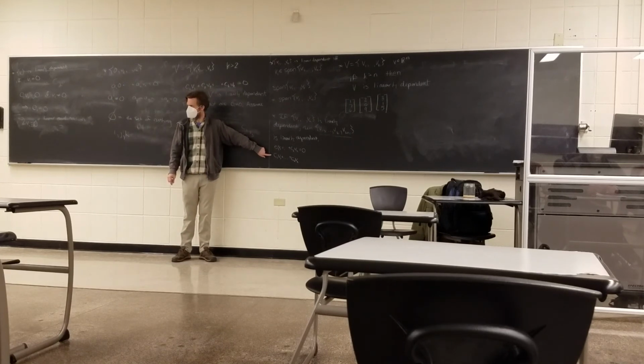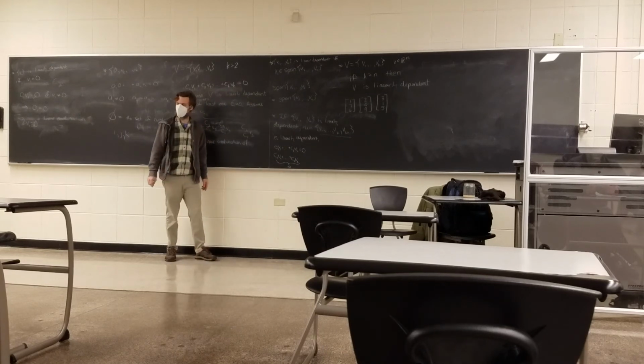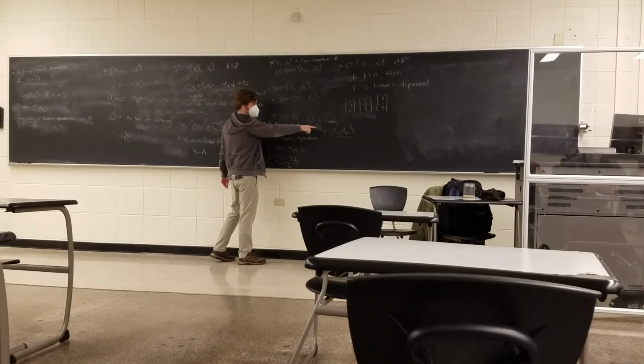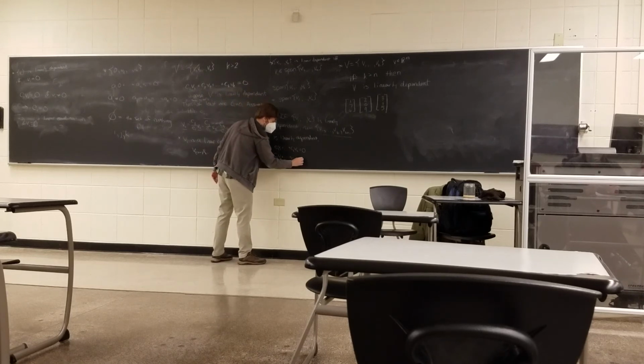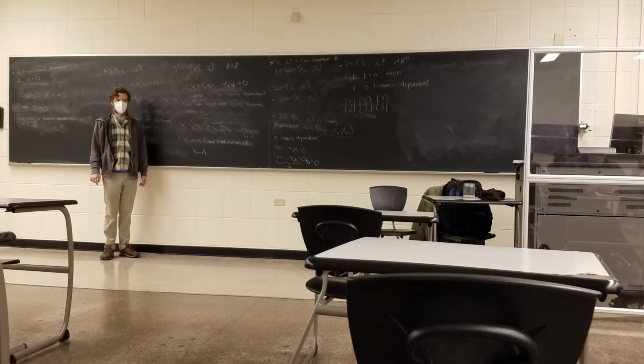Did everybody read this? My handwriting is just bad. That's the problem. We use the same C's, the same scalars, right? And then that means that all of this is equal to 0. So now we just throw on some multiple of Vk plus 1. What multiple? The 0 multiple. And again, we get that it's equal to 0.